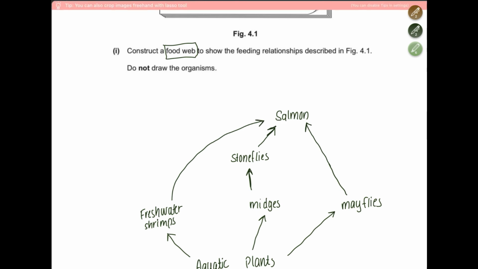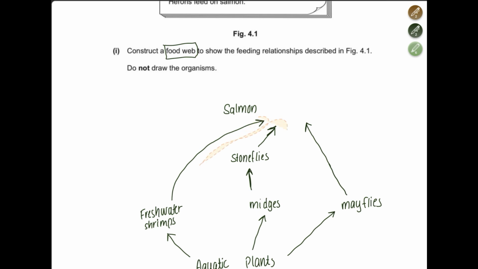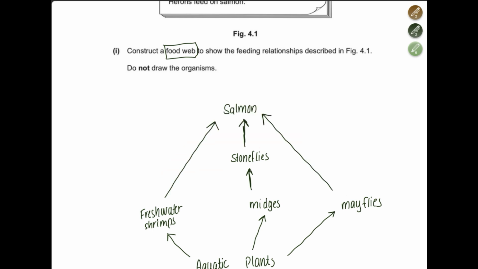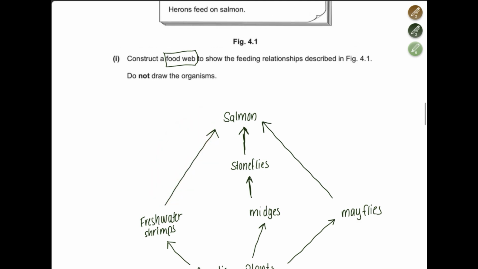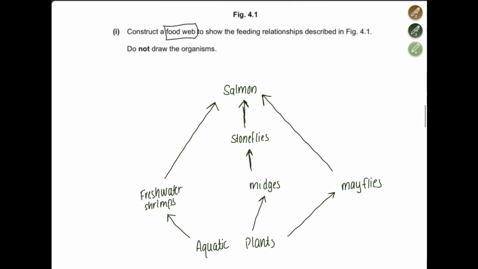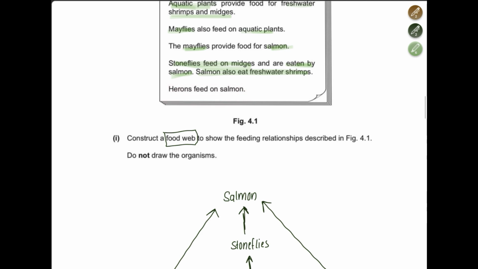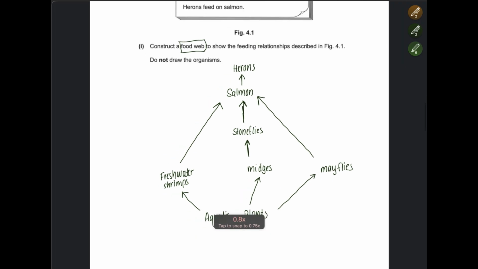It would be better to keep your salmon in the center, on the top. And then we can change these arrows slightly. It's not wrong, it's fine. Even if you don't have straight lines, you have slightly curved lines, it's fine in the exam. Okay, focus on getting it right. Salmon also eat freshwater shrimps. And then finally, herons feed on salmon. So heron is on the top, and they eat salmon. So this is your food web.